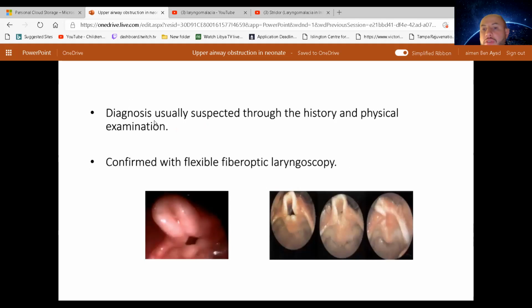How to diagnose? History, history, history. And then if you are in doubt about the diagnosis, you can confirm it by direct laryngoscopy, or they use a flexible fiber optic laryngoscope. You can see how during inspiration, because it's an open airway, you can see the omega shape, completely obstructed. And there are various degrees of laryngomalacia.